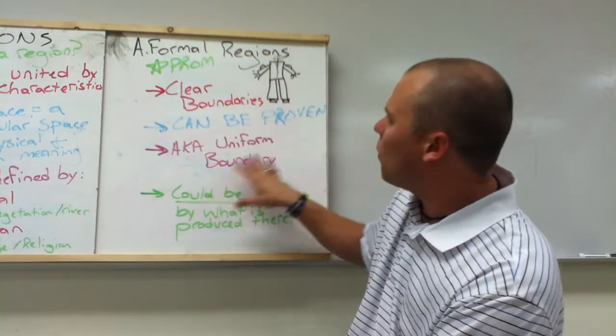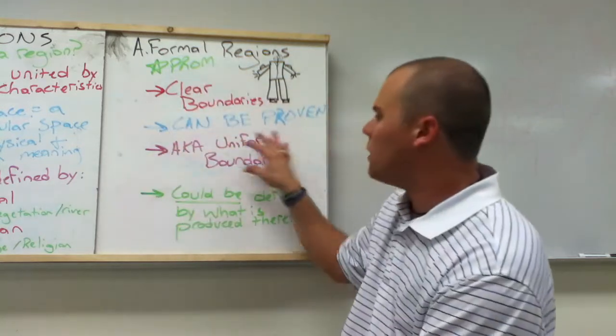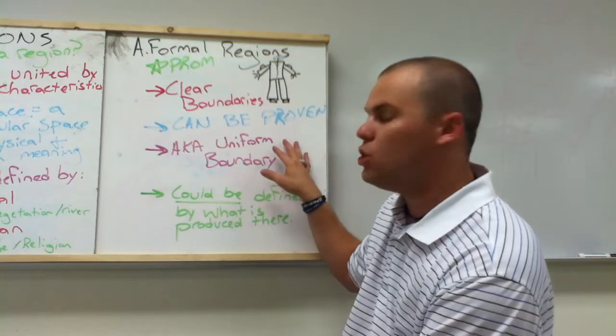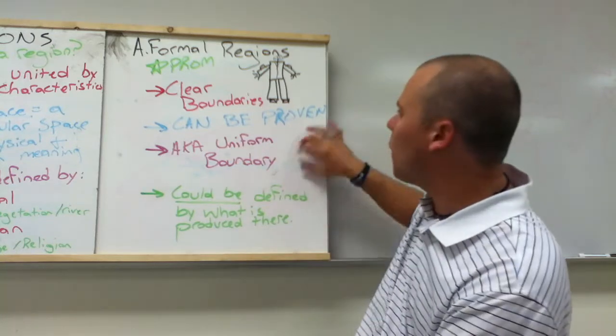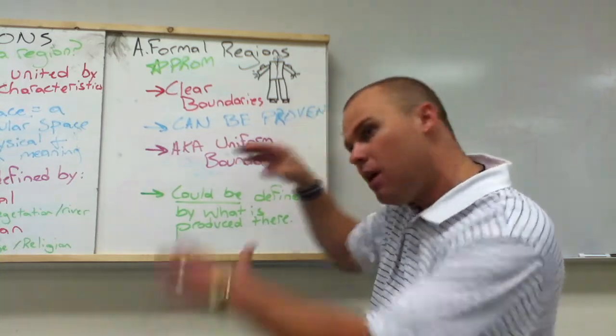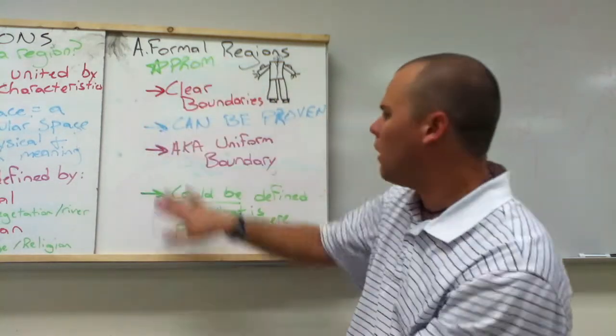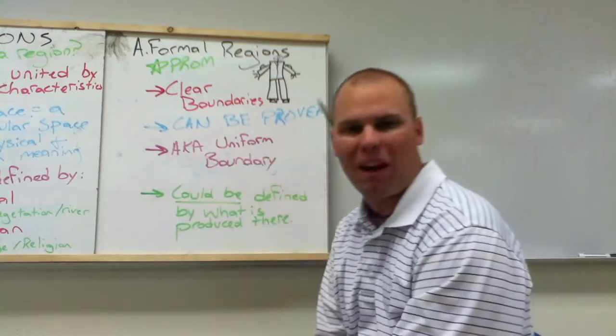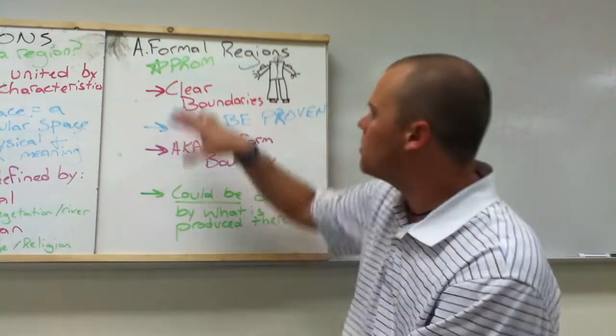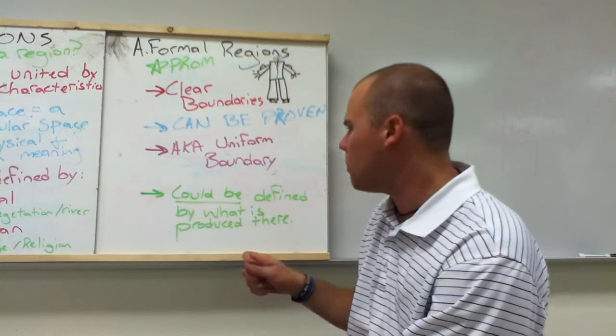Another way of referring to formal regions that some of the other curriculum uses is uniform boundaries. Again, uniform boundaries reminds me a lot like prom. Specific set characteristics, formal regions. The same thing, right? Also known as uniform boundary regions. But for us, formal regions. That's what we're referring to them as.